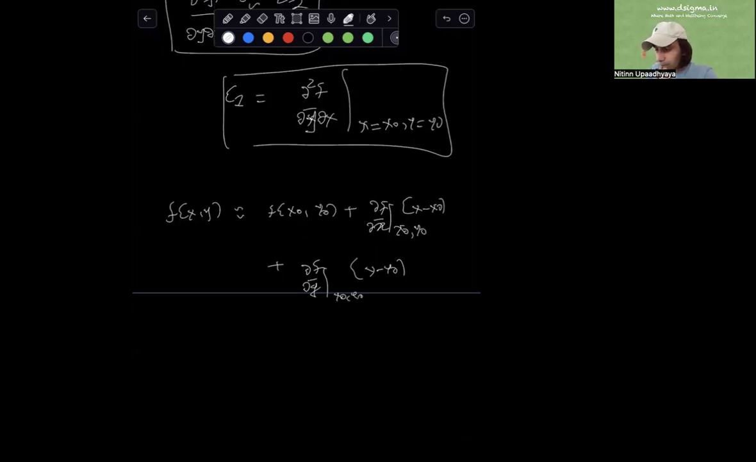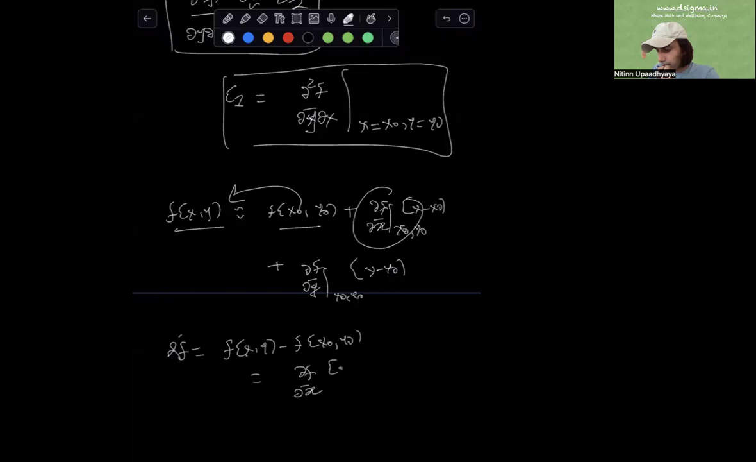Now notice what will happen is that if I were to truncate the series to linear order and I take this term on the other side, we have what will represent the change in the value of the function as you go from the point (x naught, y naught) to a neighboring point (x, y). And this is how we sort of derived the idea of the gradient of a vector. So if I were to write this in the form f(x, y) minus f(x naught, y naught), then the right hand side is dou f by dou x times (x minus x naught) plus dou f by dou y times (y minus y naught).